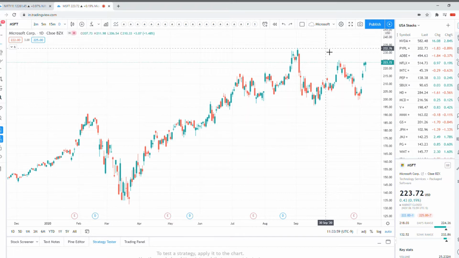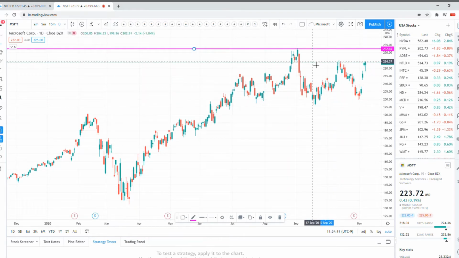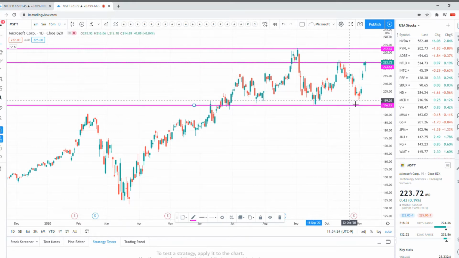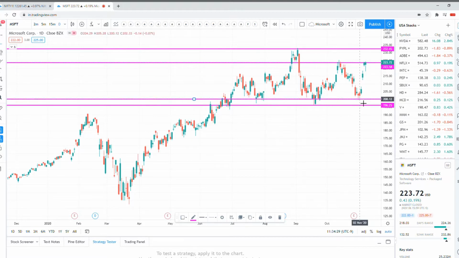Let's now mark the levels of support and resistance. So the first level which we're going to mark for Microsoft is the resistance level. This is the first resistance level, this is the second resistance level, and now we're trying to mark the support zones or the demand zones. This is one more area which is going to act as the support. So let's move ahead.